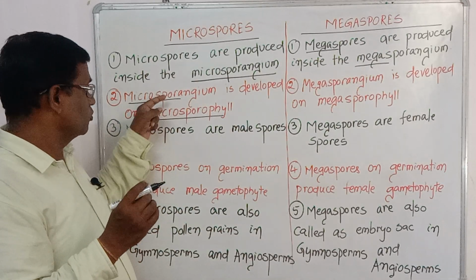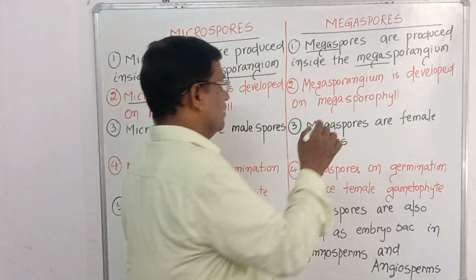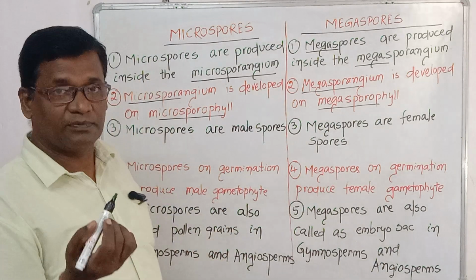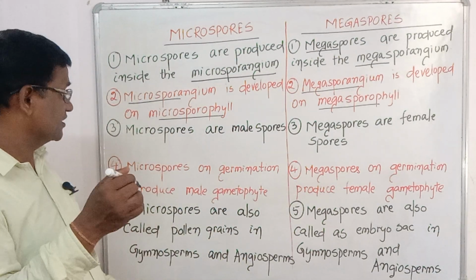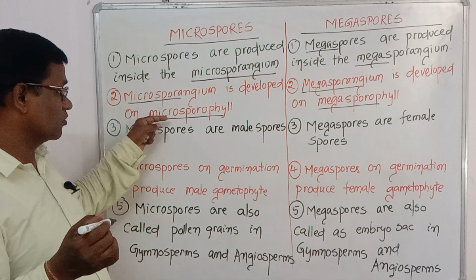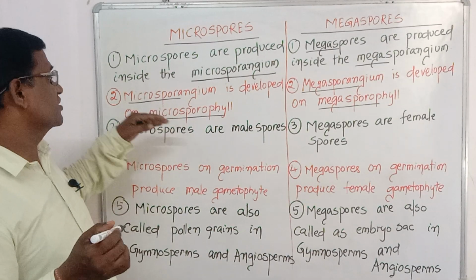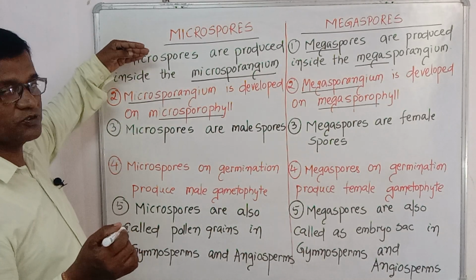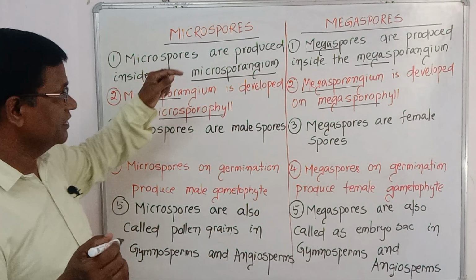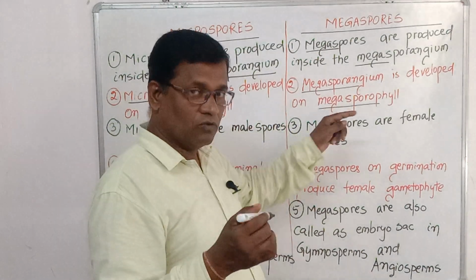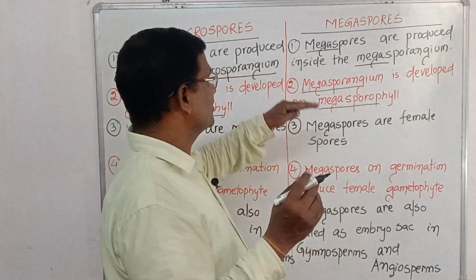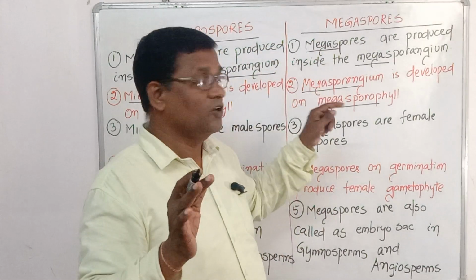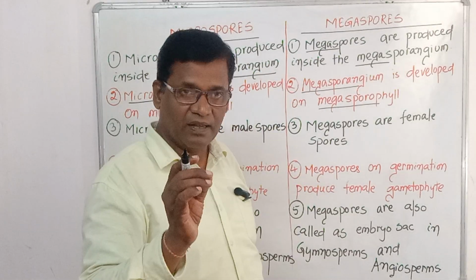Microsporangium, microsporophyll, both have micro. Megasporangium, megasporophyll, both have mega. That's why they have the similarity. Until now, we understand that there is a structure called microsporophyll which contains the microsporangium. Microsporangium produces the microspore. All are micro only. Here, megasporophyll is a structure which contains the megasporangium. From the megasporangium, megaspores are developed. All are mega only. Mega means female, micro means male.